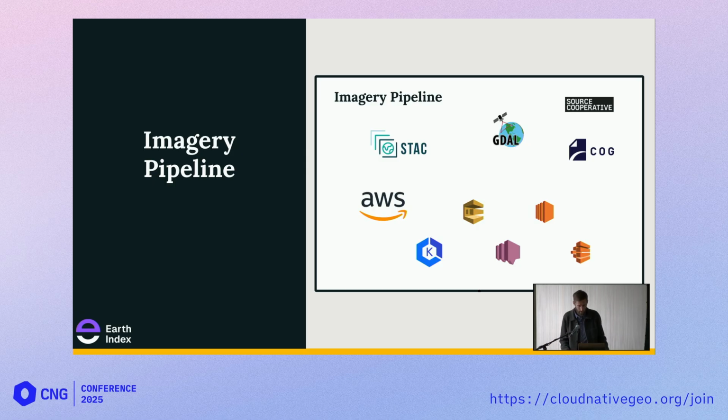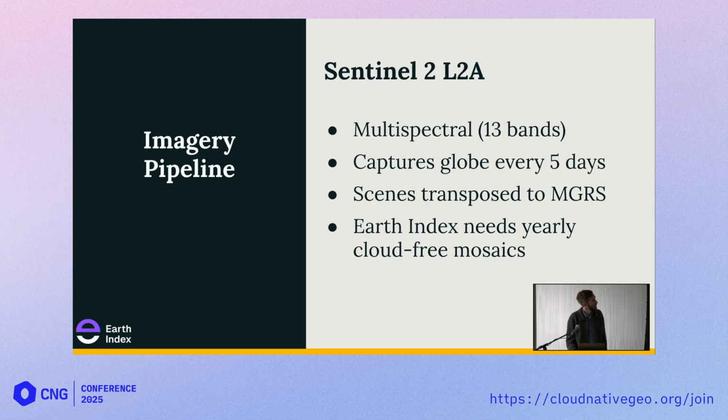Thanks, Brad. Hey, everyone. We're going to dive into the weeds just a little bit here, not as much as I would like, but I hope it's instructive. So the first thing that we're going to talk about is the imagery pipeline. Earth Index is about making Earth observation data searchable. And in our case, we're doing searches on Sentinel-2.